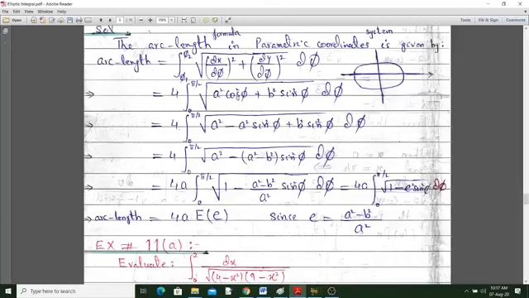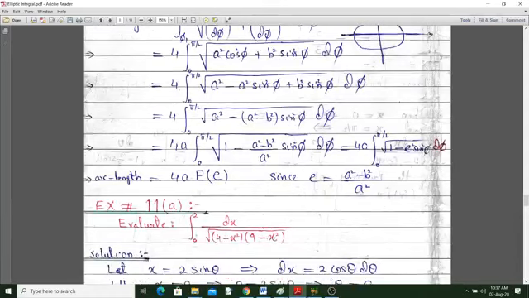So a square cos square becomes a square minus a square sin square phi plus b square sin square phi, and then I consider sin square phi as common, and we get this expression. And because in the elliptic integral we require 1 here, I consider a square as a common factor, so we get a here, and here we have 1, and we get this result.